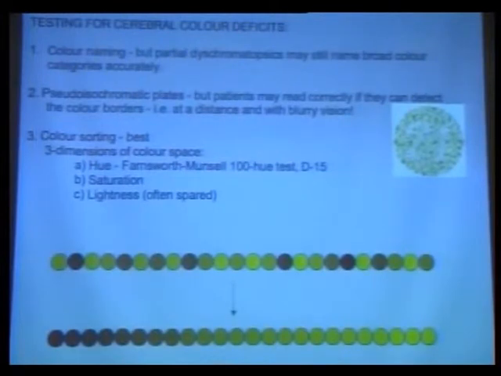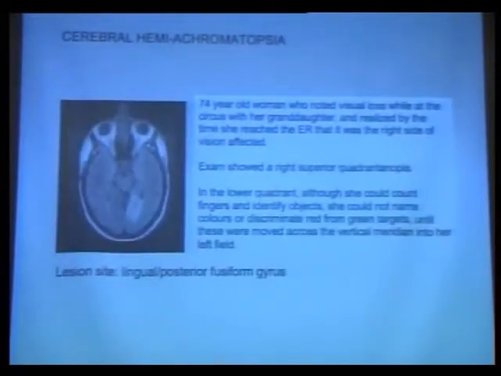To give you an example, this was a 74-year-old woman I saw in my Boston days. She noticed visual loss while at the circus with her granddaughter. By the time she reached the emergency room, she realized it was the right side of her vision. And when I saw her, she had a right superior quadrantanopia. So like I just told you, for everybody I see with an upper quadrant defect, I test color in the bottom one. Now, that's not easy to do because most of the color tests we have aren't made for looking in your peripheral vision, certainly not the Ishihara plates.